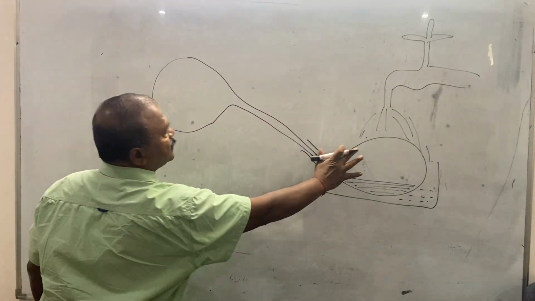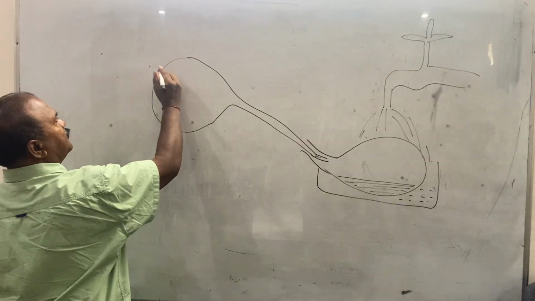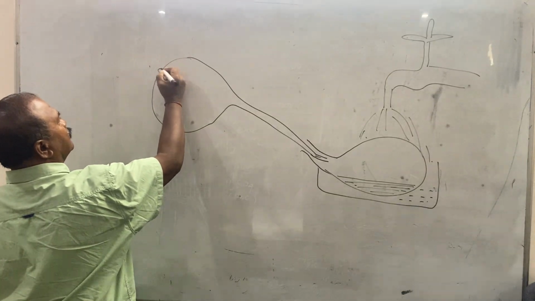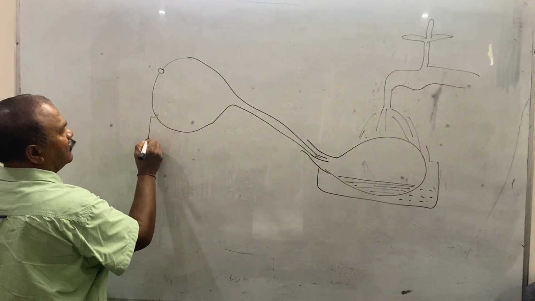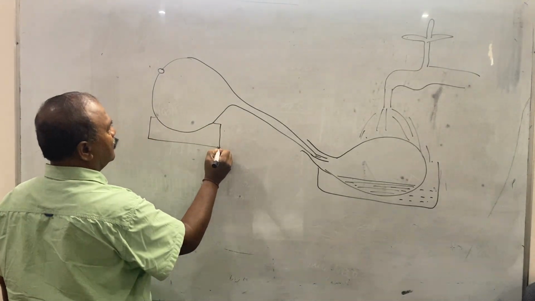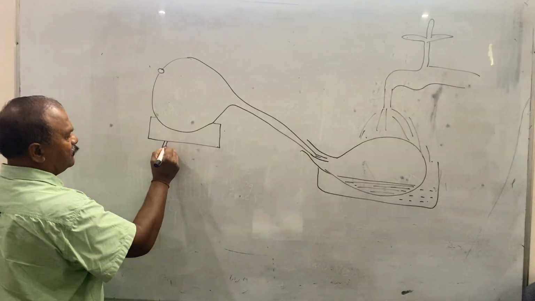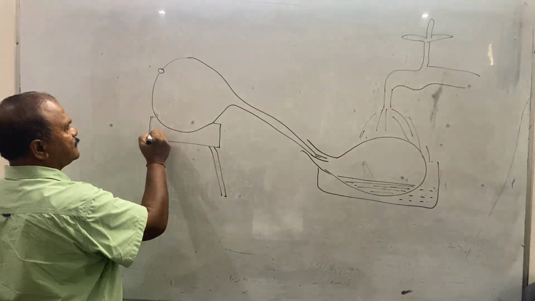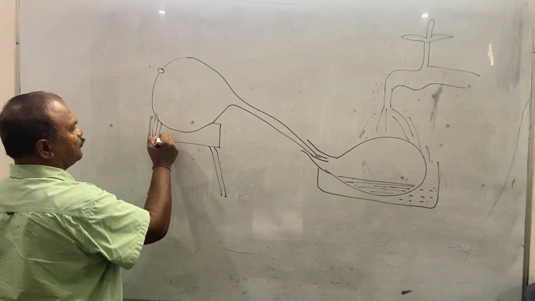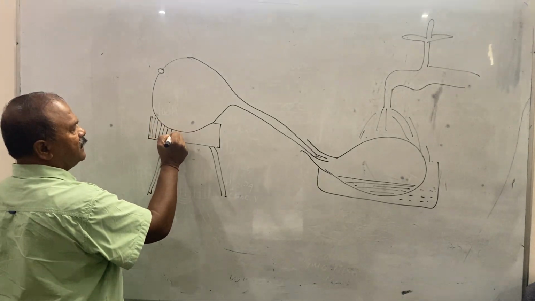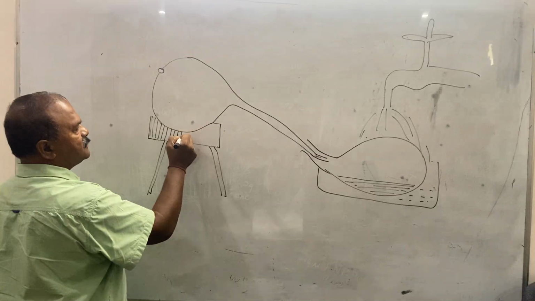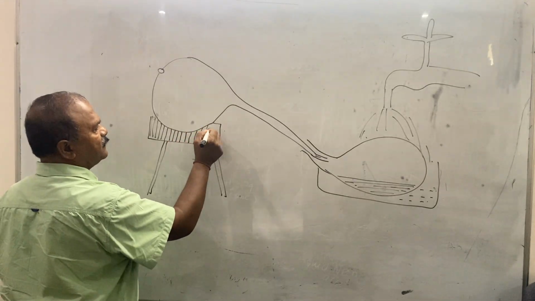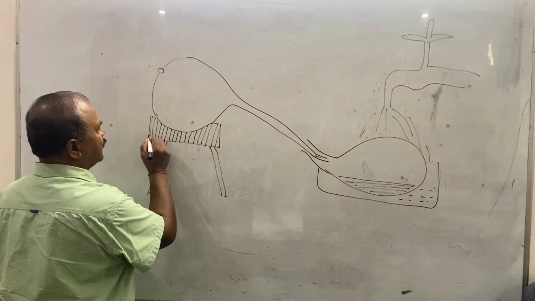This complete thing is made up of glass. And here is the stopper that is also made up of glass only. This is the stopper. And this is the tripod stand. Here is a wire gauze. The wire gauze is put over so that the heat is evenly distributed. The even distribution of the heat will be taking place because of this wire gauze.